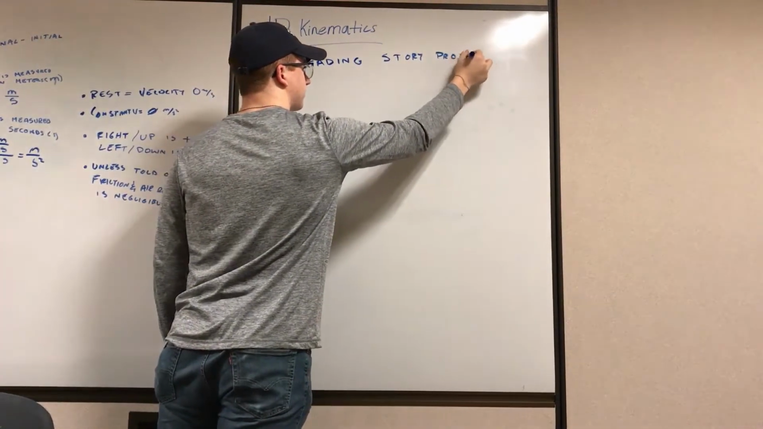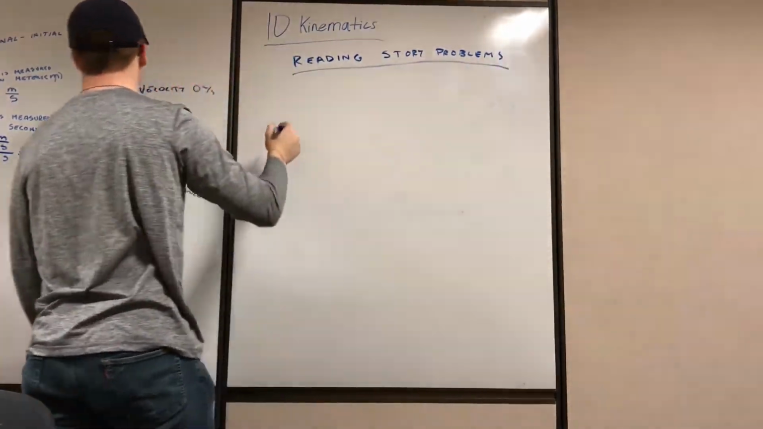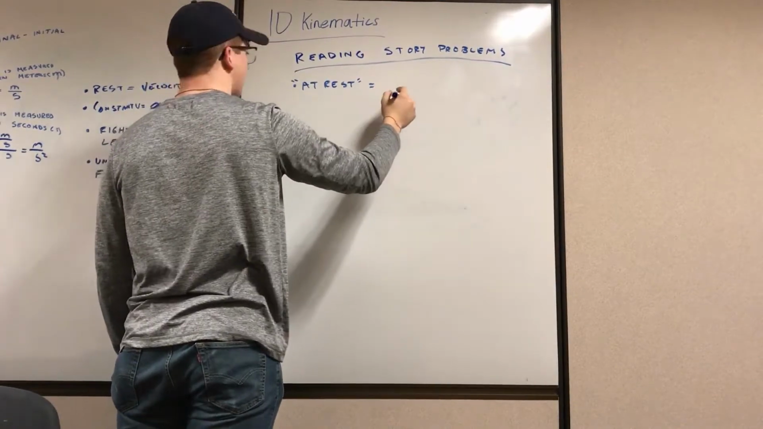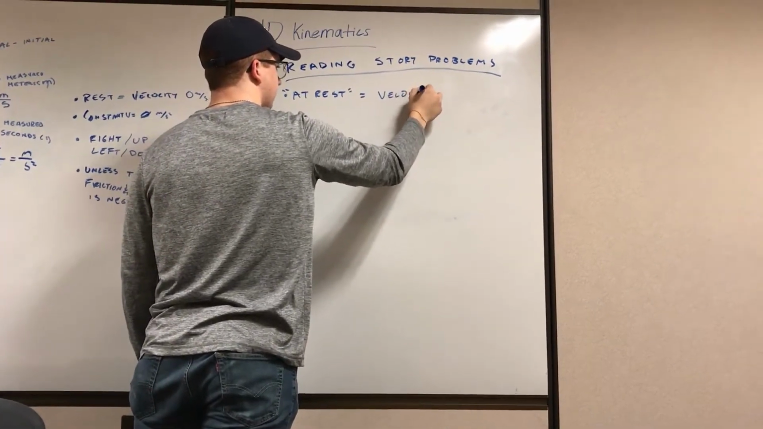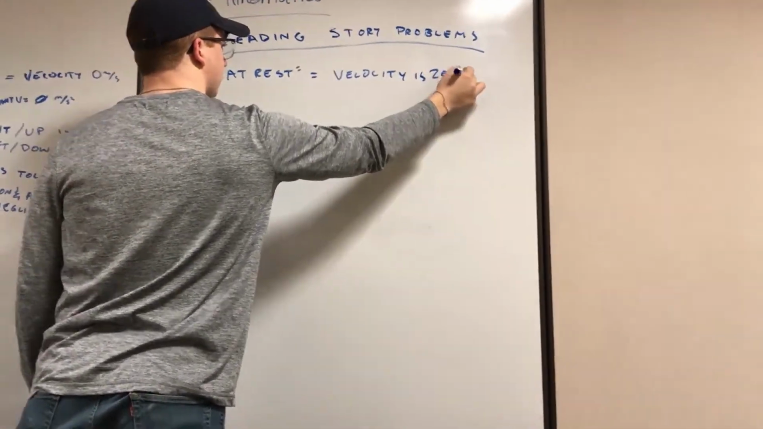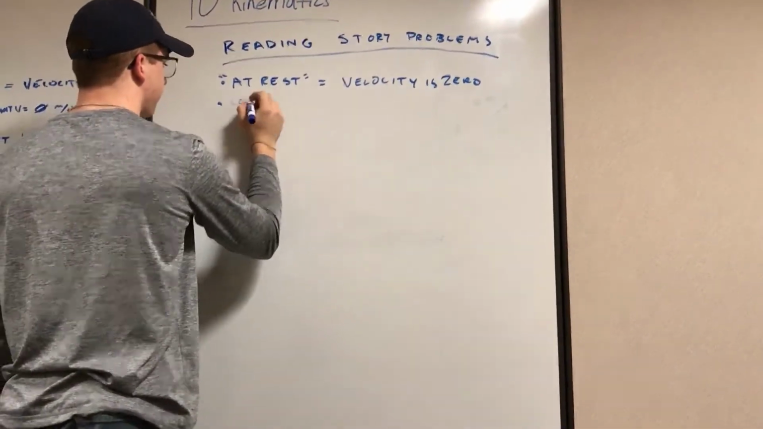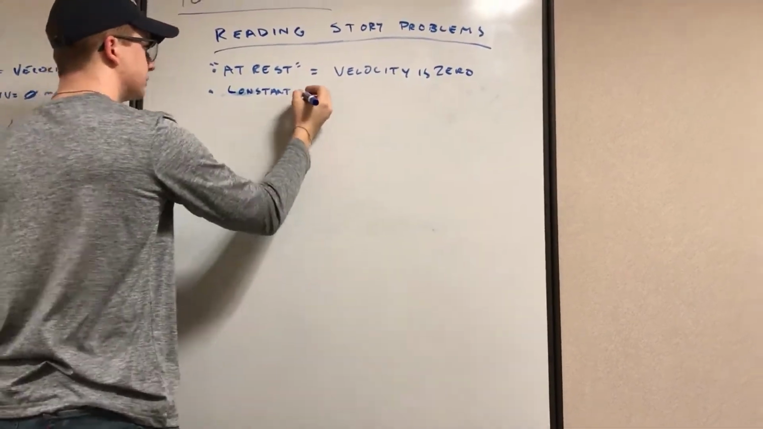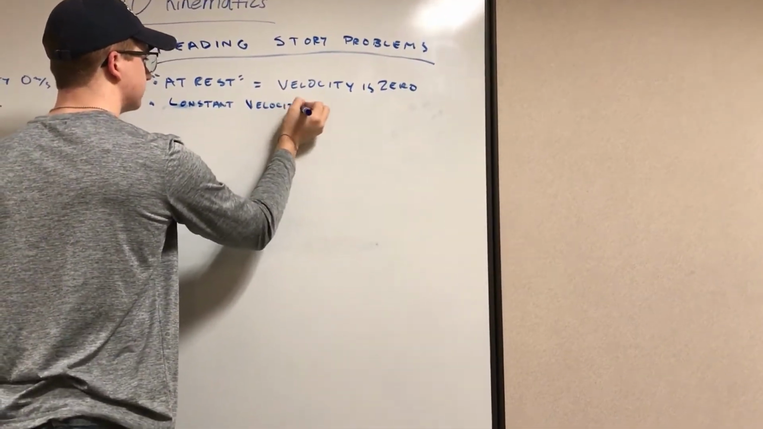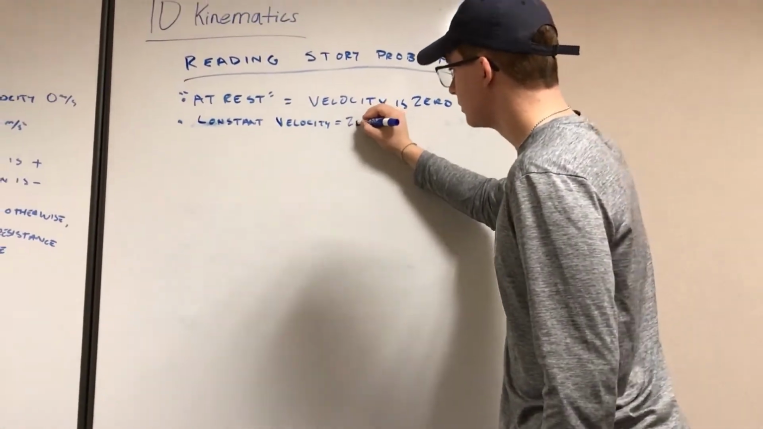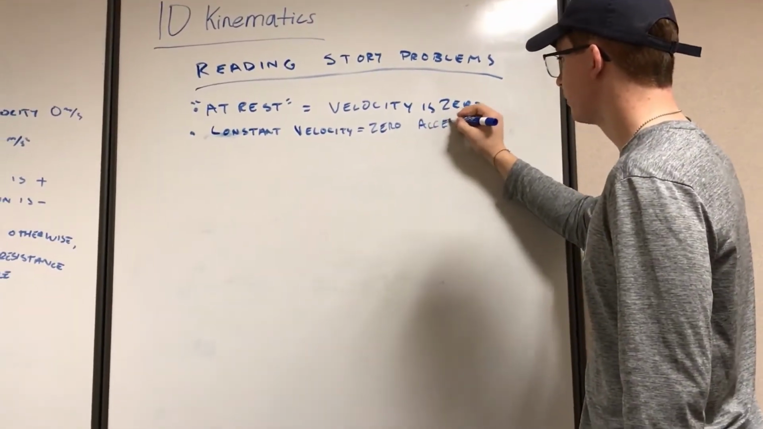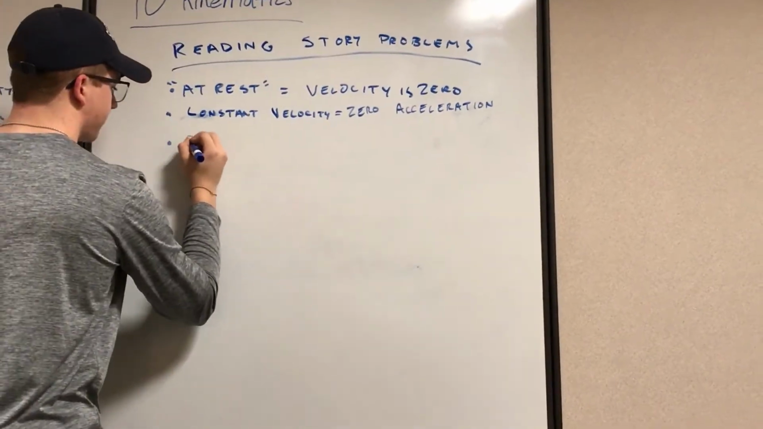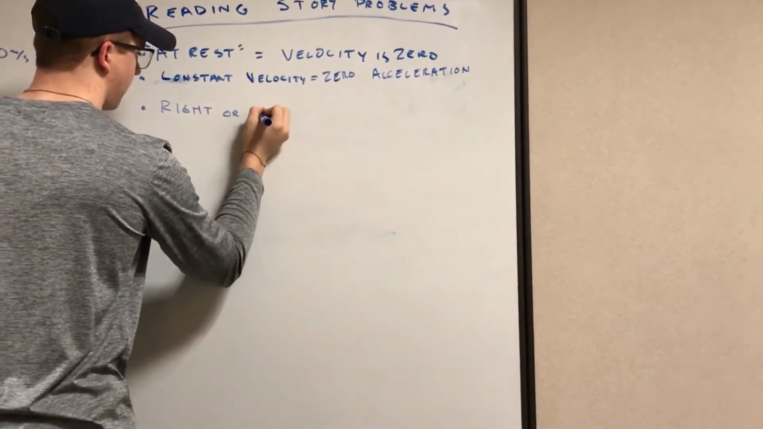And next we're going to be talking about things to know when you're reading the story problems. So at rest just means you have a velocity of 0. So it's not moving, so it's at rest. And next, constant velocity means you have no acceleration, because acceleration is change in velocity, so if your velocity isn't changing, then you have no acceleration.